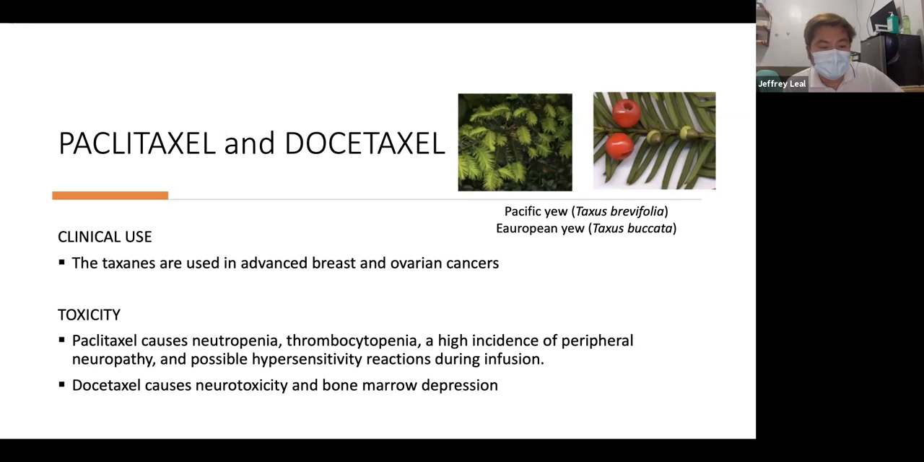Okay? The toxicity of your paclitaxel would include neutropenia, thrombocytopenia, high incidence of peripheral neuropathy, and possible hypersensitivity reactions during infusions of this drug. While your docetaxel causes neurotoxicity and bone marrow depression.